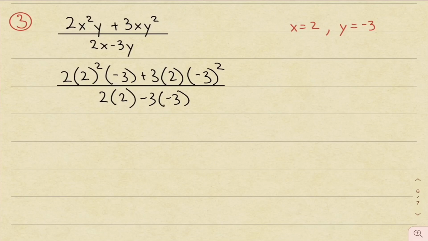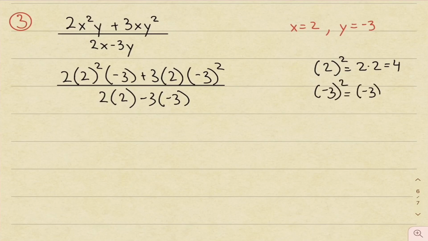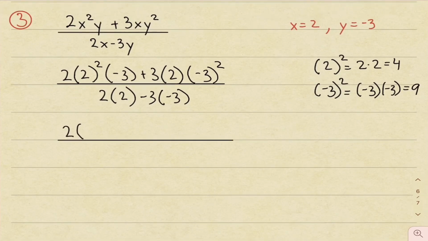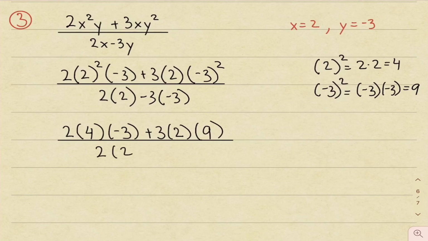The first thing that I'm going to do is take care of the exponents. I have 2 to the power of 2 and I have negative 3 to the power of 2. I'm going to go ahead and do that on the side. 2 to the power of 2 is just 2 multiplying itself 2 times. 2 times 2 is 4. And then negative 3 to the power of 2 is negative 3 multiplying itself 2 times. Negative 3 times negative 3 is just 9. I have 2 times 2 to the power of 2, which is 4, times negative 3, plus 3 times 2, times negative 3 to the power of 2, which is 9, over 2 times 2, minus 3 times negative 3.